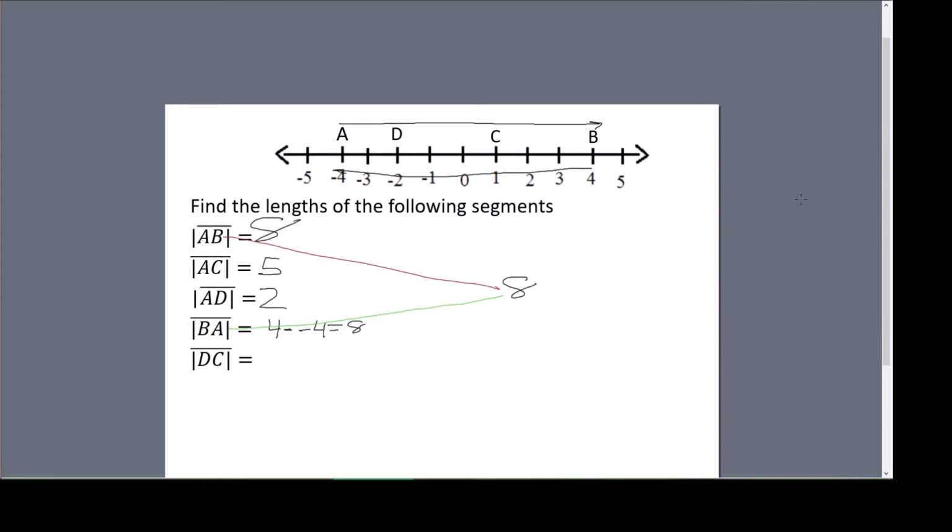DC is 1 minus negative 2, which is 3. Right, so the value of C, let's do it in a new color. So I have C and D. C is on the right, so I'm going to do 1 minus negative 2, and that's going to give me 3. And we can see 1, 2, 3. All right, so that's that.